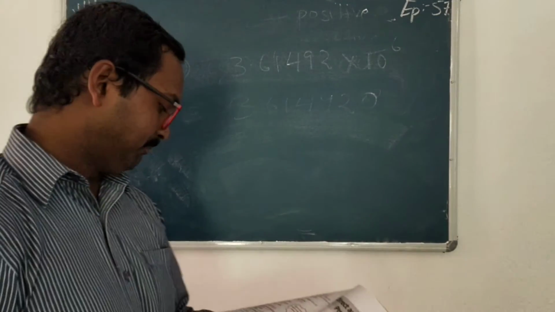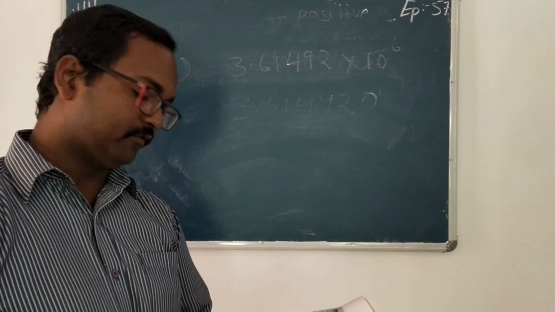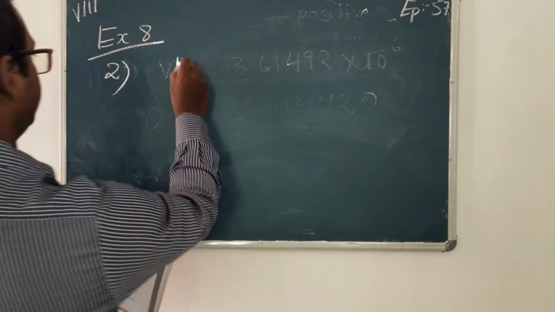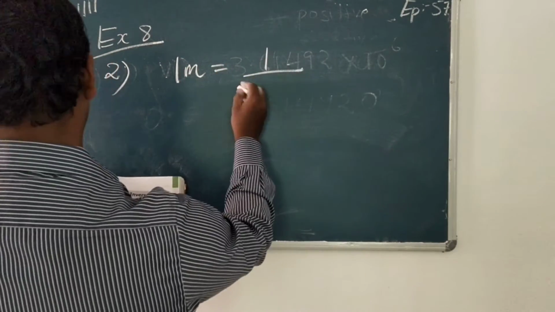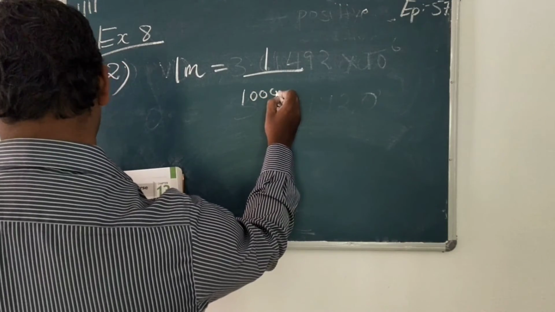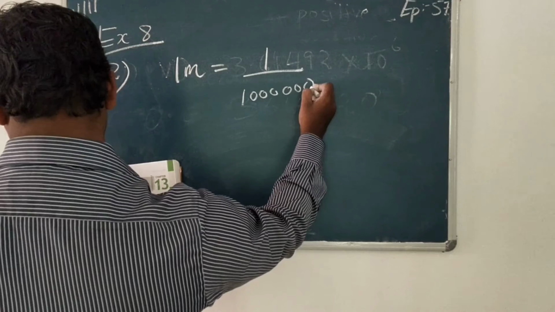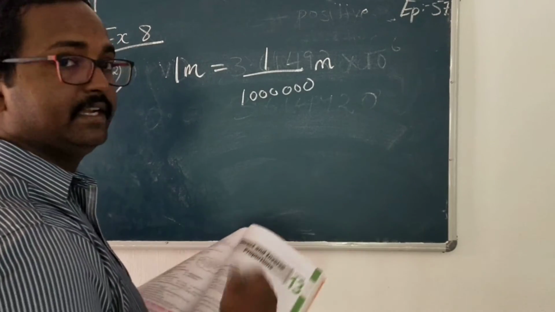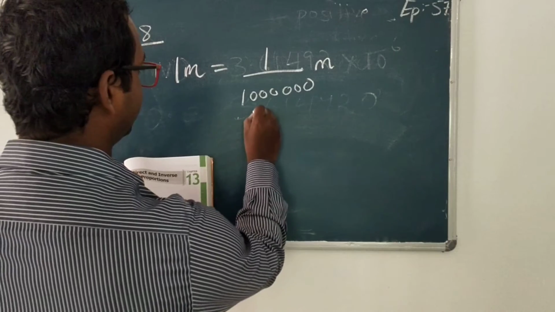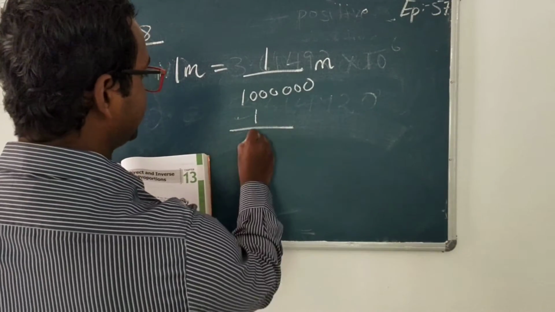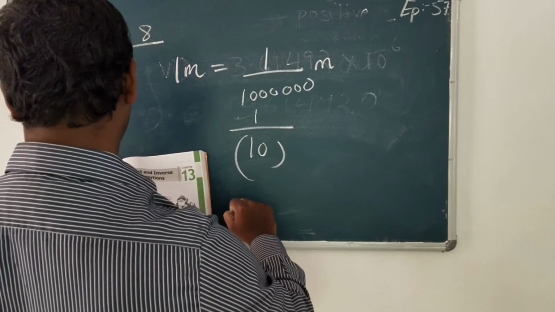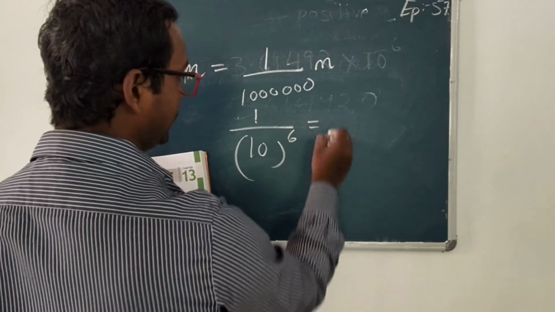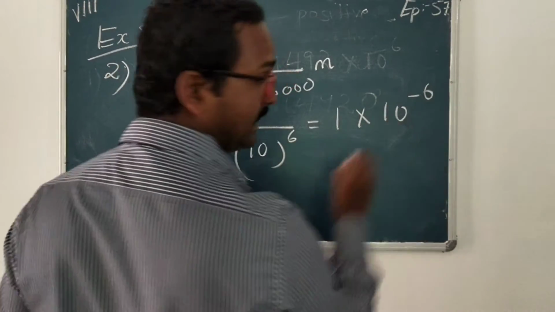Now look at question number 3. Express the number appearing in the following statement in standard form. Let me do the first question, which is 1 micron. 1 micron is equal to 1 by 1 meter. Now we have to express this in standard form. 1 by this much can be expressed as 10 to the power, how many zeros are there? 1, 2, 3, 4, 5, 6. So this can be expressed as 1 by 10 to the power 6, which can again be expressed as 1 into 10 to the power minus 6.